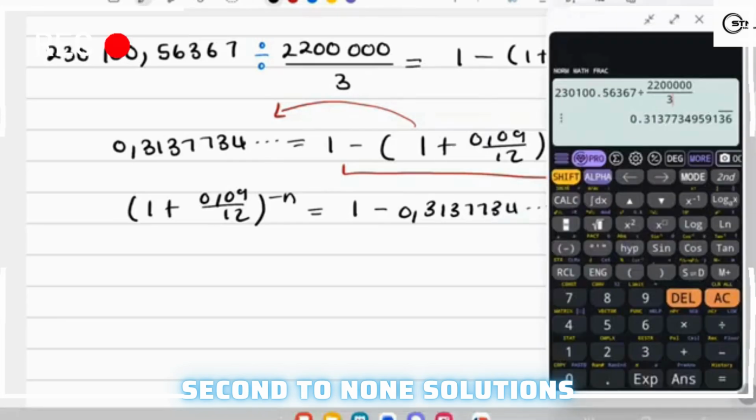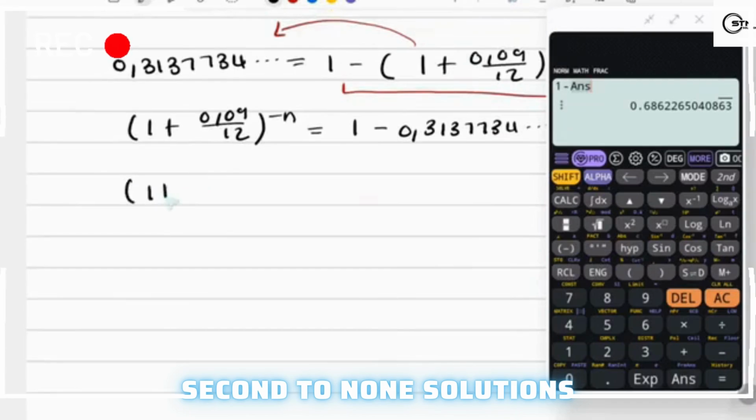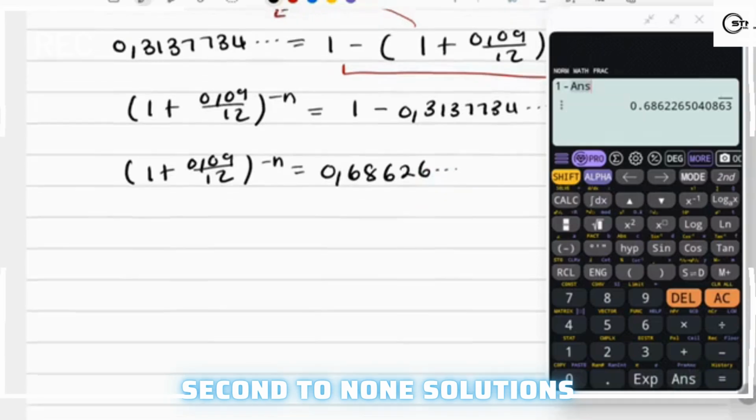And so how I'm going to calculate that on the calculator is, I know that this has been recorded in this button ANS. So I'm going to press AC, clear that, and I'm going to say 1 minus ANS, because that's that number that was there. And this is what I get as a decimal. So rewrite this again: 1 plus 0.09 over 12 raised to the power of negative n is equal to 0.68626, and that just keeps going. Again, I know it's recorded in ANS, so I'll hold on to that.